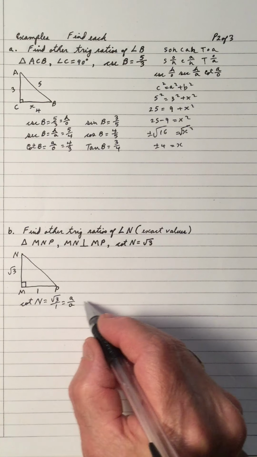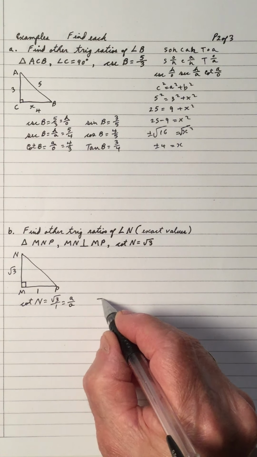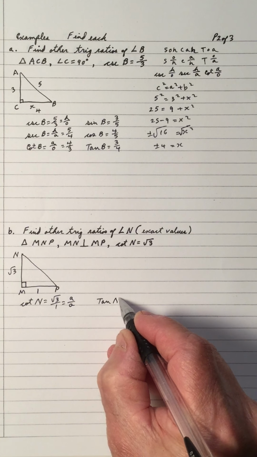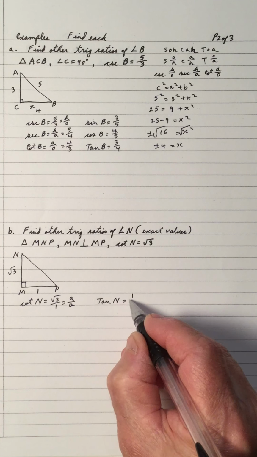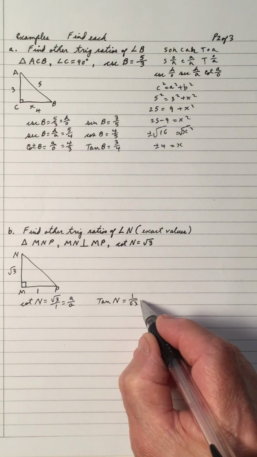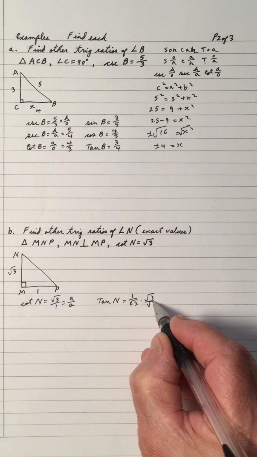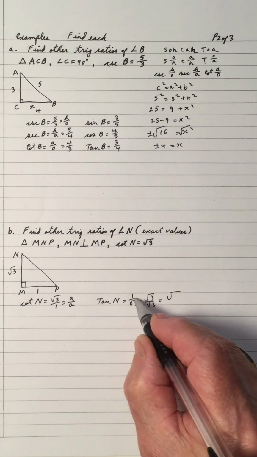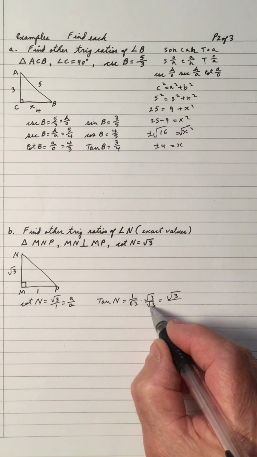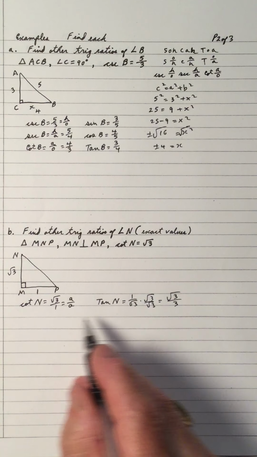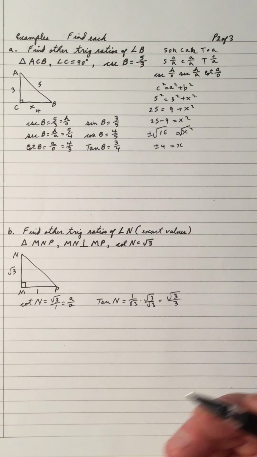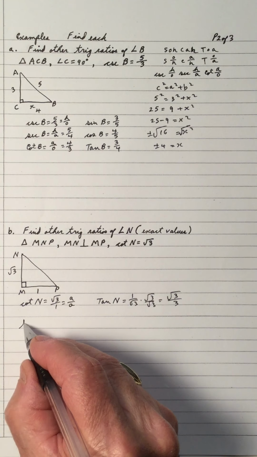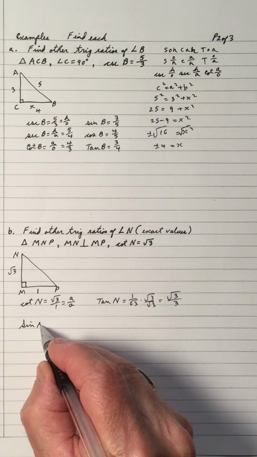So, if we have cot, then we can have tan, because the tan of angle n is the reciprocal of cot. That's 1 over root 3, multiplied by root 3 over root 3. That gives me 1 times root 3 is root 3. Root 3 times root 3 is 3. Now, since we have cot, now we can do sine of n.